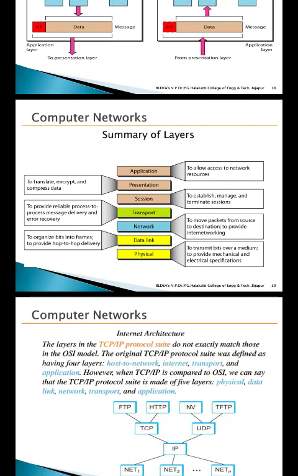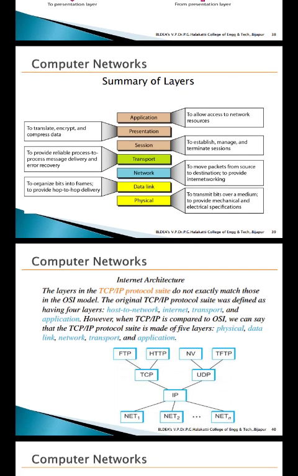Application layer allows access to the network resources, presentation layer does the three jobs, and the session layer is responsible for synchronization and dialogue control. Transport layer provides reliable process-to-process message delivery. The network layer is responsible for creation of packets, routing, and assigning logical addresses. Data link layer is responsible for creation of frames and provides hop-to-hop delivery, and it is responsible for error detection and error control mechanisms. Physical layer is responsible for transmission of bits, line configuration, and encoding. So this is all about the ISO OSI model.